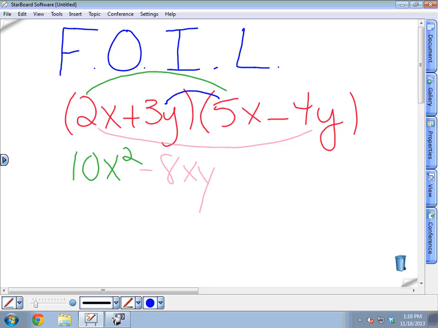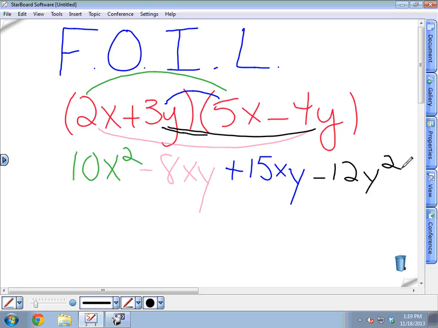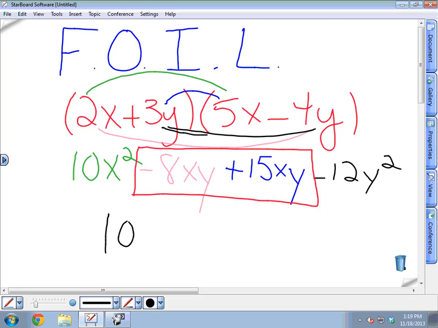So I have my inner terms here, and that's going to be 15xy. And then finally my last terms here, right? Which would be my negative 12y squared. Maybe that's where you were coming from. Yeah. And then, of course, we have to remember to combine our like terms, and you get your whole answer. 10x squared plus 7xy minus 12y squared.